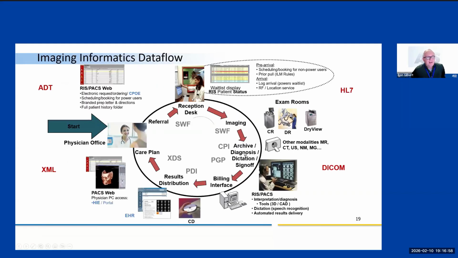Now, how do you pull it all together? This is the imaging informatics data flow. Notice I changed the name from PACS, because when you start talking about informatics, you're talking about providers and healthcare professionals, nursing, all the other people who use your information. Here are your standards: your ADT, admissions discharge system, your HL7 information, your DICOM, and then your XML. I will go over in detail on this graphic how all the data changes hands when it goes through the different systems.